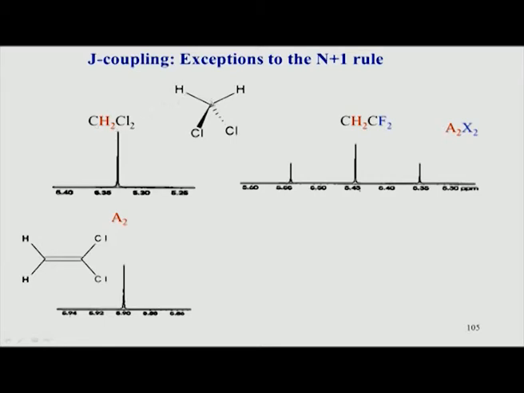Remember, these two hydrogens have a geminal coupling, they are coupled to each other, but you do not see the splitting because they are chemically equivalent. So, this is the idea of J coupling: whenever you have chemically equivalent hydrogens, they do not split each other even if there is a coupling between them, because they are equivalent.